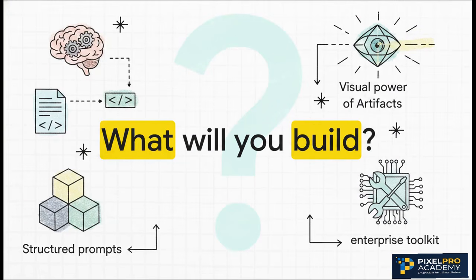Well, we've covered a lot today. Everything from picking the right model and organizing prompts with XML tags to leveraging deep chain of thought reasoning, managing million-token context windows, and unleashing the visual power of artifacts. You now possess a definitive enterprise toolkit that unlocks a completely different level of engineering. So, the only question left to ask is, what will you build with it?